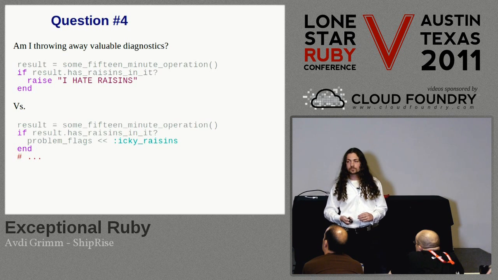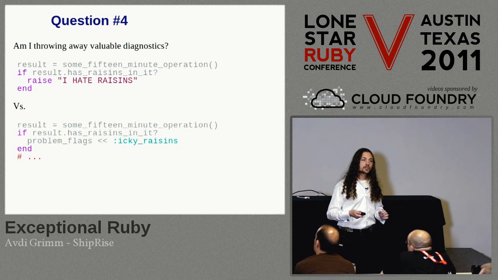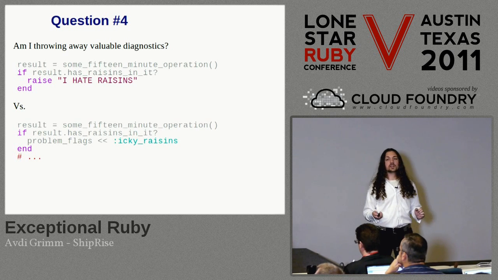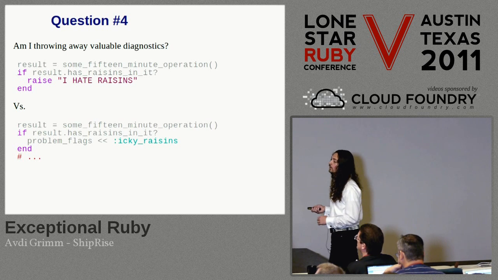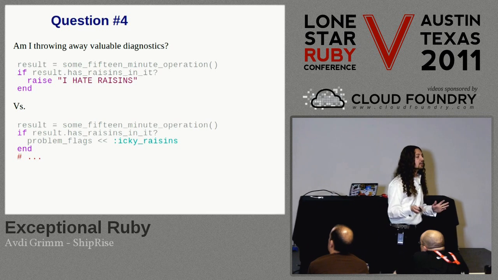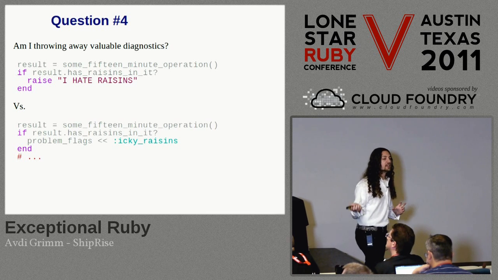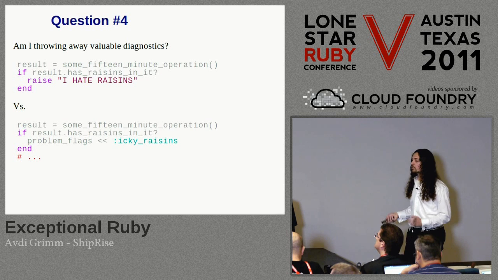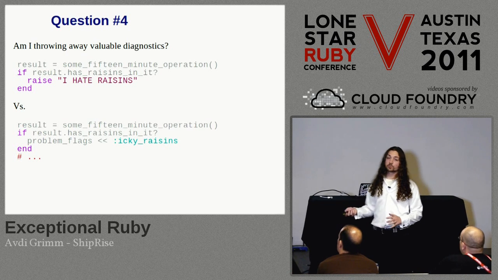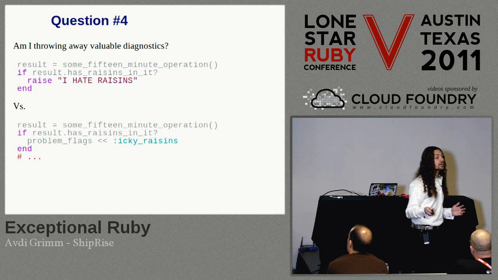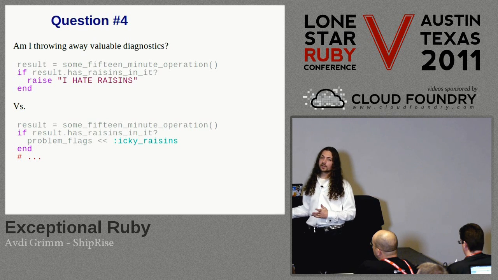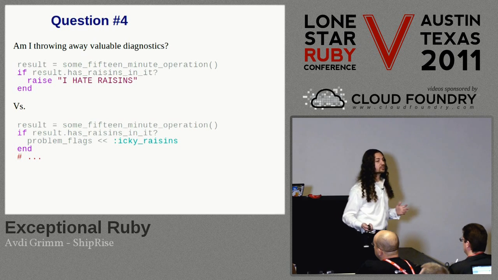Question number 4. Am I throwing away valuable diagnostics by raising an exception? So you have some process that takes 15 minutes to complete, and it's collecting output or it's collecting data. It has all this context, and then right at the end, some trivial thing raises an exception, throws all that stuff away. Probably not a good idea. Probably not what you want. This is a case where you might decide not to raise an exception. You might decide to maybe collect some error flags along the way, or collect a log along the way, and try to avoid raising exceptions at all costs.